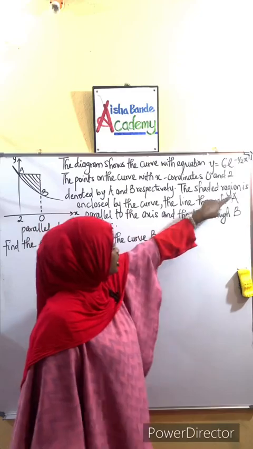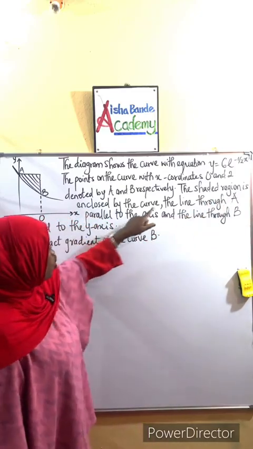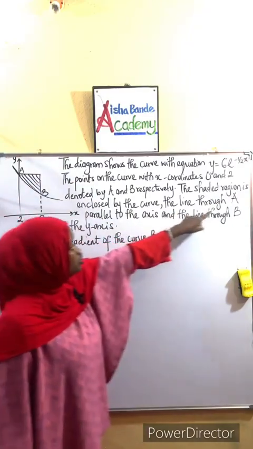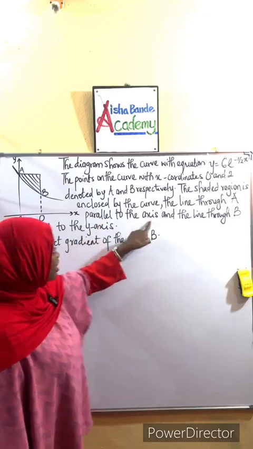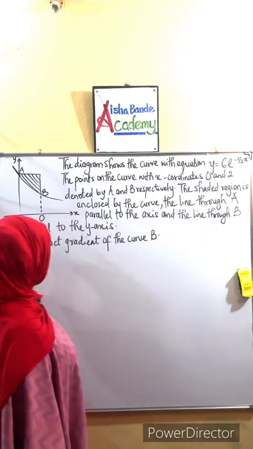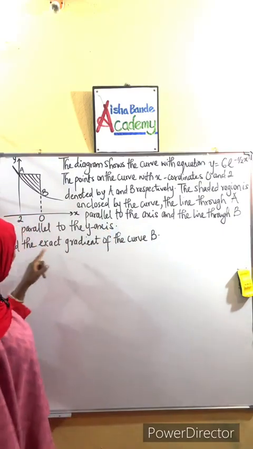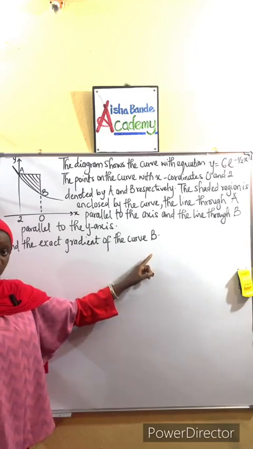Now it says that the shaded region is enclosed by the curve. This is the shaded region here, okay? And the line through A parallel to the x-axis and the line through B parallel to the y-axis. Now it's asking us to find the exact gradient of the curve at B, okay?